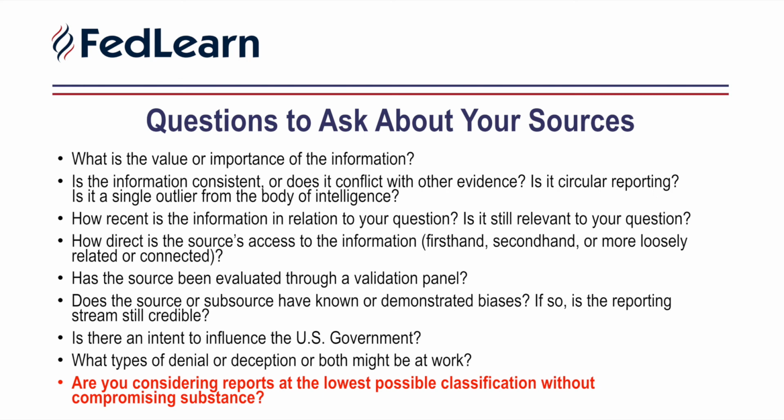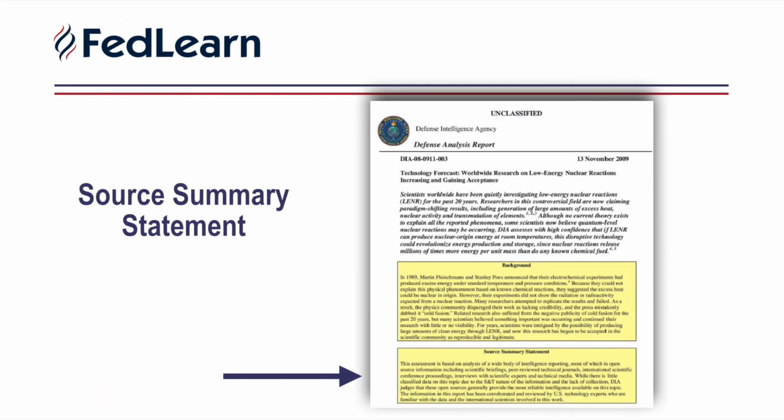Using these guiding questions will help you to carefully select and document your sources, which will ensure your analysis and writing meet the expectations laid out in the Analytic Tradecraft Standards. This unclassified report includes an example of a source summary statement. This shows how you can describe the nature of your sources, including the source characterizations, importance of source characterizations, and key evidence of source characterizations.